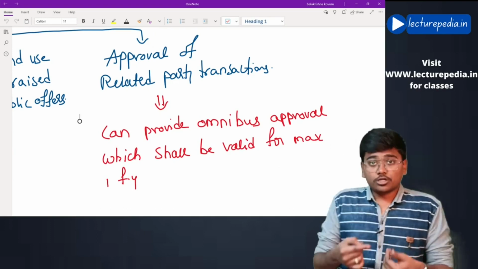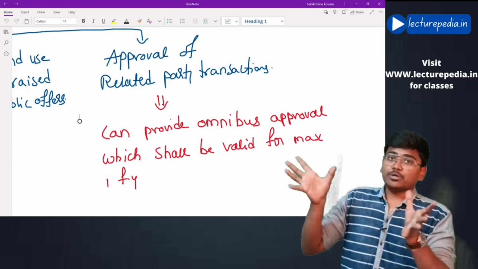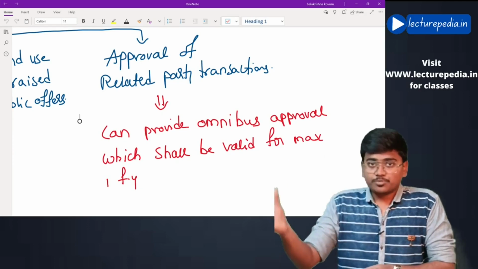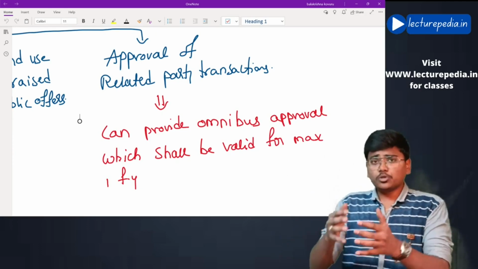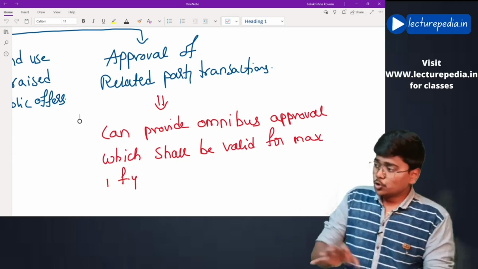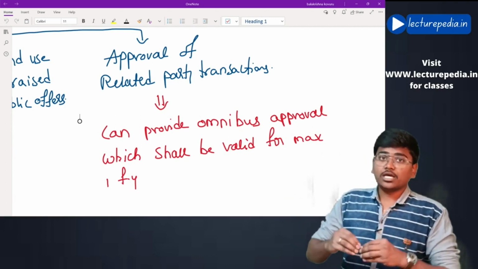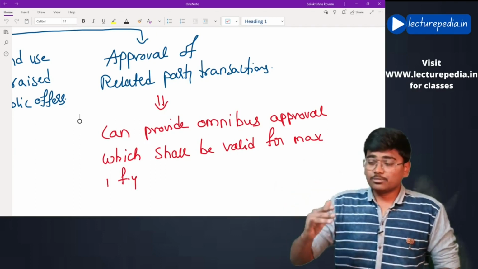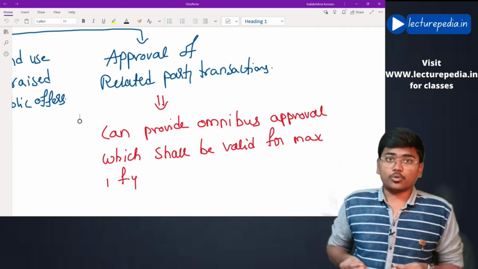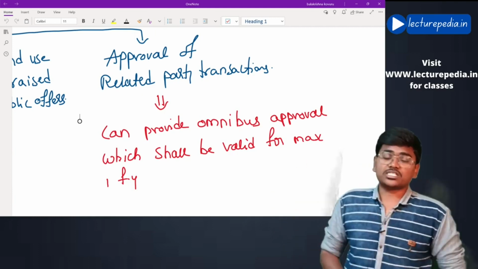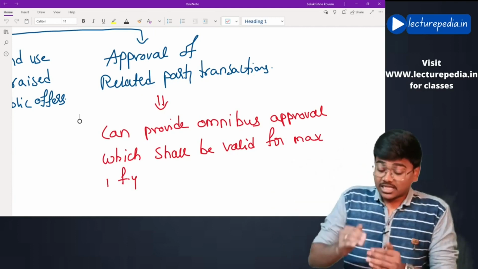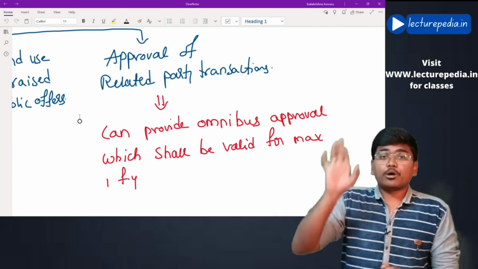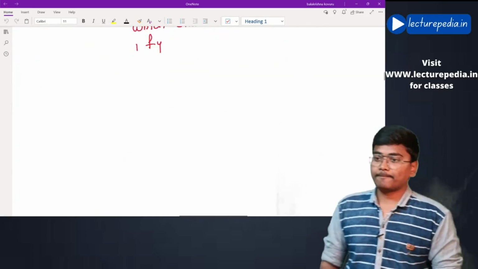Instead, the audit committee will give an omnibus approval, saying that whatever transactions you enter into with this person Mr. A, up to a certain limit during this period, we are giving an omnibus approval. You can enter into transactions up to such limit with that person without taking approval, because we are giving omnibus approval to such type of transaction. However, such omnibus approval will be valid only for a maximum of 1 year. Hope that is clear.